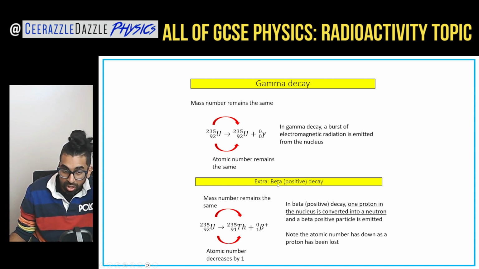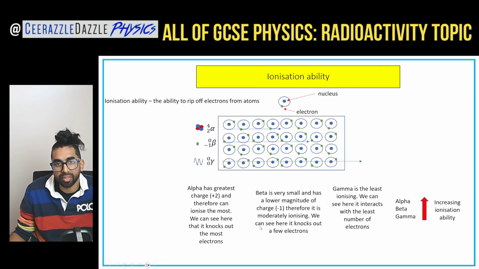This bit's a bit extra, but beta positive decay. So yes, beta particles can be a positive version of it. As you can see, in beta positive decay, 1 proton in the nucleus is converted into a neutron. So 1 proton in the nucleus is being lost and converted into a neutron. That's why 92 goes to 91, because we've lost a proton, but the mass number remains the same. And the beta positive particle takes away with it the 0 and 1 over here.